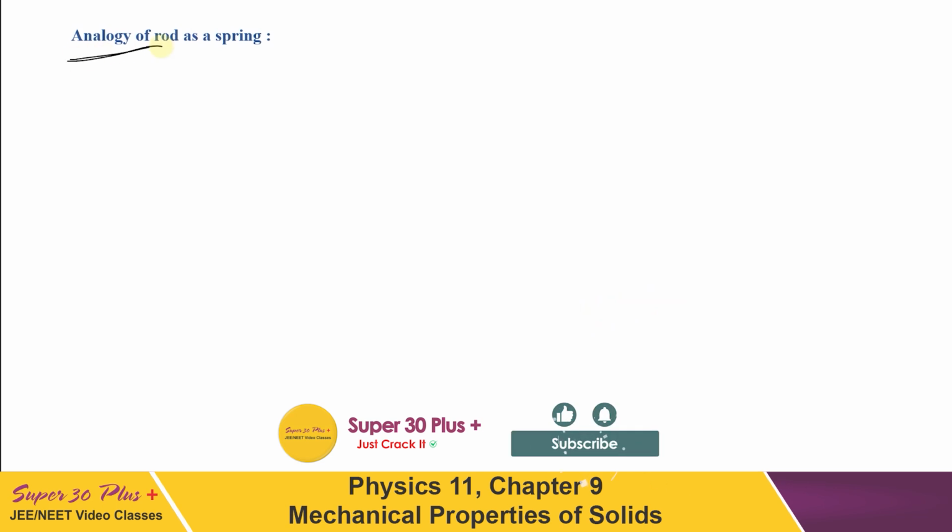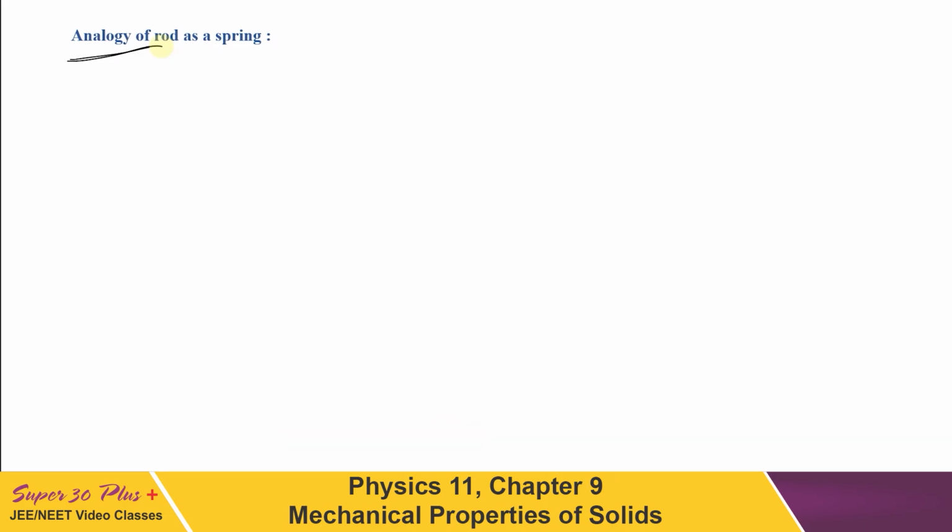A thin wire can be imagined as a parallel combination of arrays of molecular springs. When we pull a wire, we really pull the springs. Let us take an elastic rod of length L, area of cross section A, and modulus of elasticity Y. So let us draw this situation here. Length is given, area of cross section is given, and Y is given.